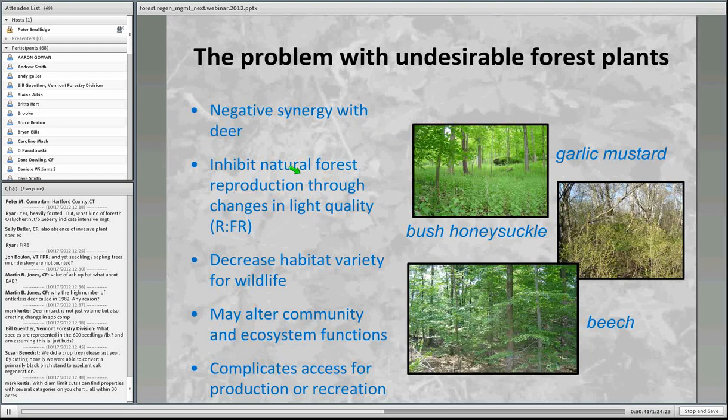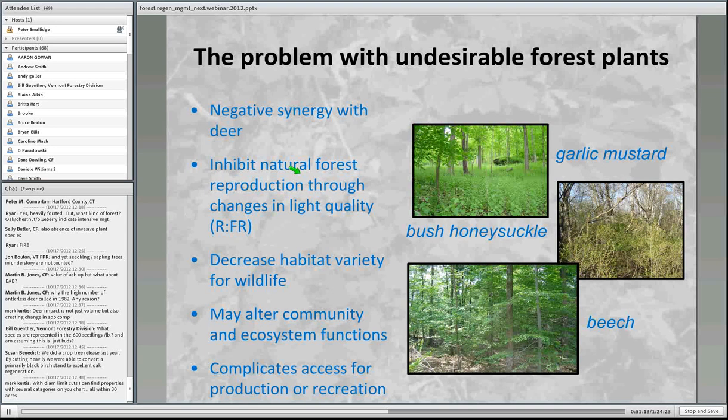The problem with these undesirable or interfering forest plants are several. First, there's a negative synergy with deer. Some work has been done where you've excluded deer and retained interfering vegetation, and you get some positive response of desirable species. But I'm not aware that you can completely deal with the problem just by excluding deer.